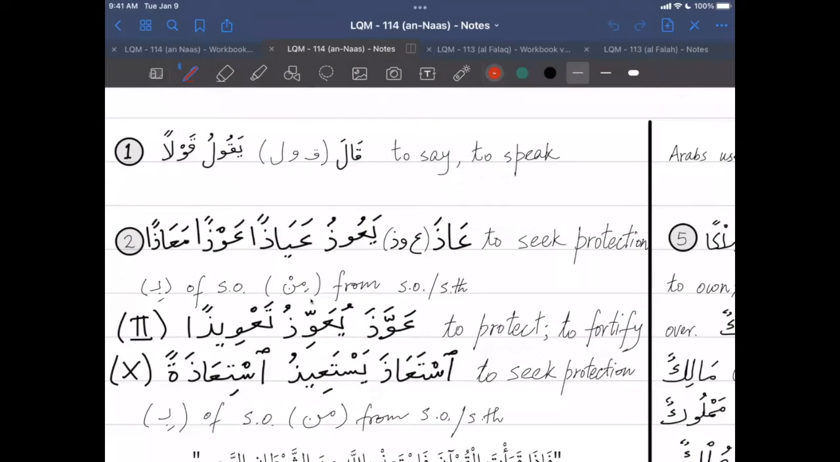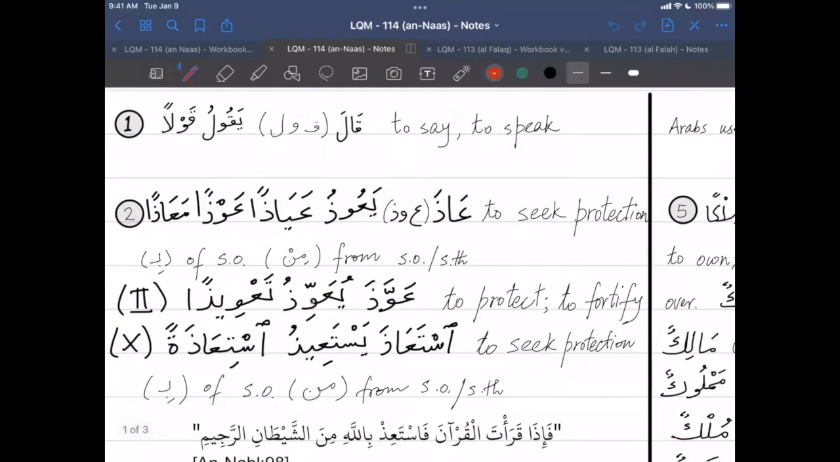Okay. So when we say A'udhu billahi minash shaitanir rajim, A'udhu billahi, I seek protection of Allah. Minash shaitanir rajim, from the shaitanir rajim. So the verb itself requires these two prepositions in order to bring the meaning of to seek protection of someone from someone. So aada, ya'udhu, and then five in your pocket: ya'udhu, ta'udhu, ta'udhu, a'udhu, na'udhu. So a'udhu is the one that we are working with in this ayah.